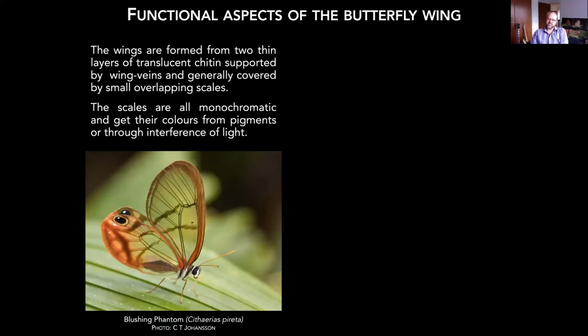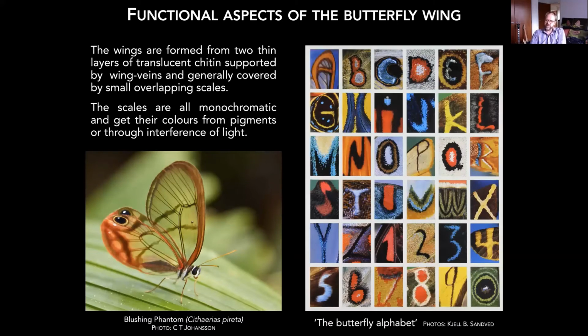And this is a quite classic picture that was made by a Norwegian photographer who tried to find the whole alphabet and all numbers in butterfly and moth wings, but it's just to show you the enormous diversity we do have in terms of patterns.